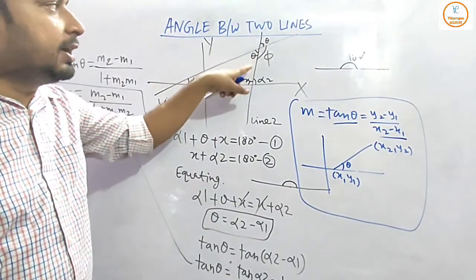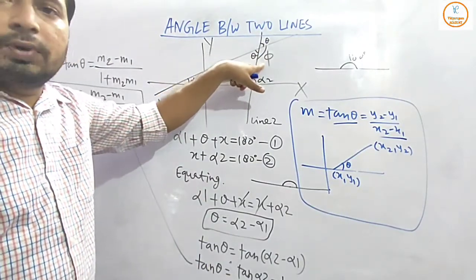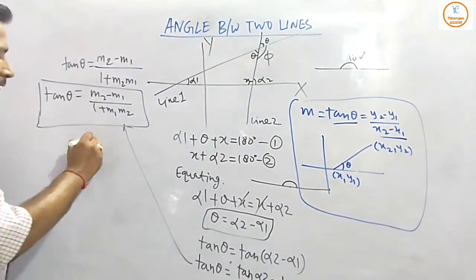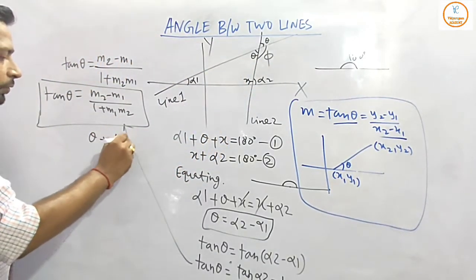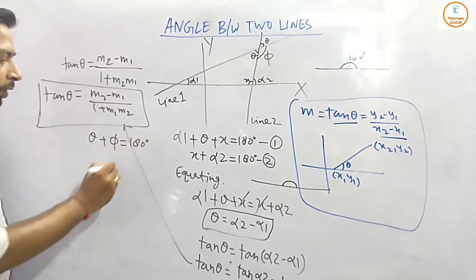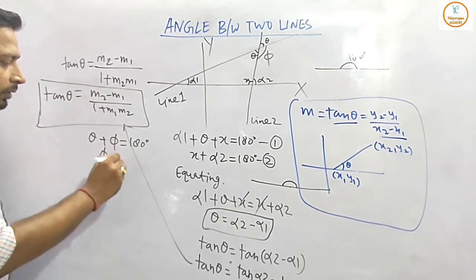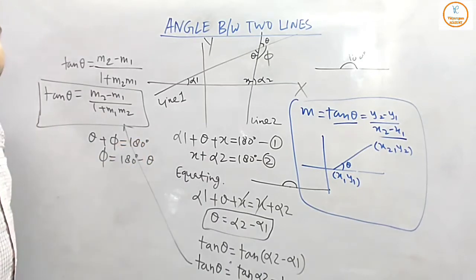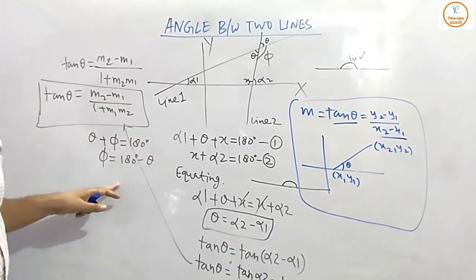If this is a straight line, then theta plus phi is equal to 180 degrees, right? Theta plus phi is equal to 180 degrees. Or you can write phi is equal to 180 degrees minus theta. Okay, is it clear up till now?